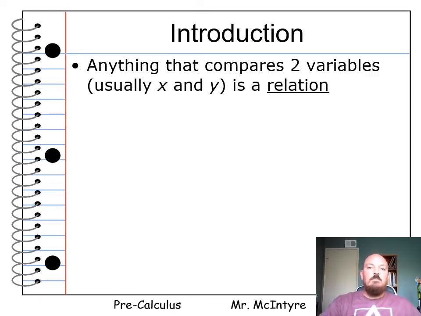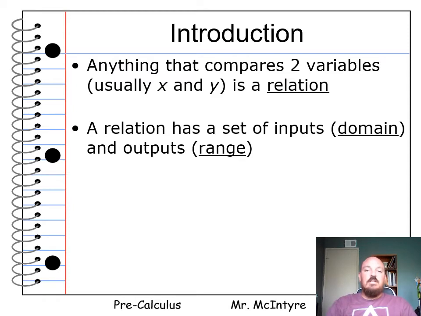All right, our first goal for today is to understand the word function, to get a definition for the word function. And before we can do that, we need to know what a relation is. The word relation comes from the word relationship. If you have two different things, I'll call them X and Y, although it can be anything, two different variables, anything that describes the relationship between them, we call a relation.